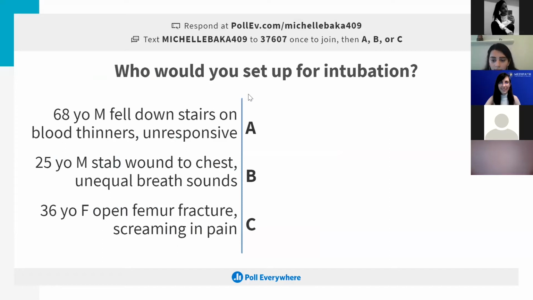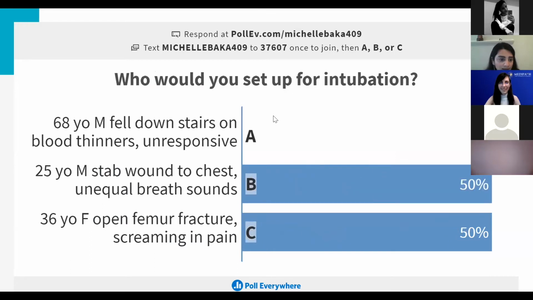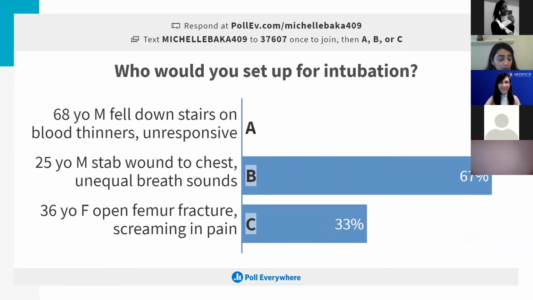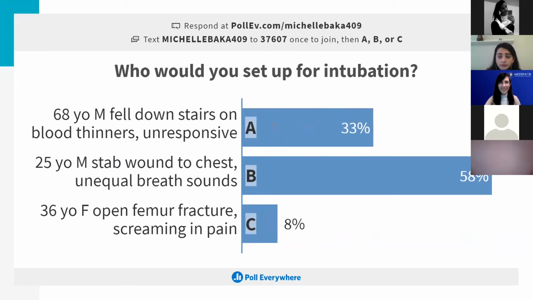Okay, so let's say you get pre-hospital information about a few other patients. Which one of these patients do you anticipate need to be intubated as soon as they get to your ER? Let's say a 68-year-old male fell down, he's on blood thinners, unresponsive. A 25-year-old male has a stab wound to the chest and has unequal breath sounds. A 36-year-old female with an open femur fracture, she's screaming in pain. Okay, looks like we're split between A and B.